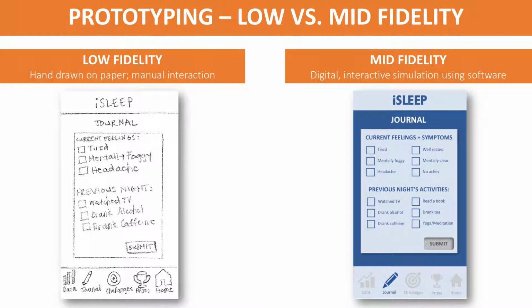But upon reviewing this and talking through it with other people, I found it's important to also include some positive feelings and symptoms. So you'll notice on the right-hand side, of my mid-fidelity prototype, we have well-rested, mentally clear, and no aches. I did this as well for the previous night's activities. I had the ones that tend to interfere with sleep, like watching TV, drinking alcohol, drinking caffeine. But on the right-hand side, I also included the positive ones: read a book, drink tea, do yoga or meditation.